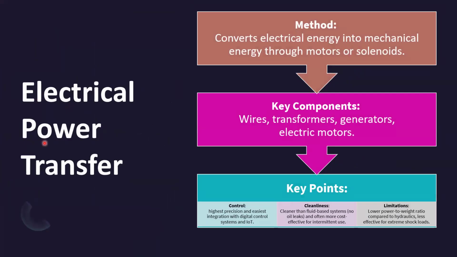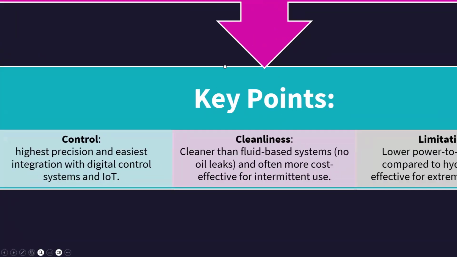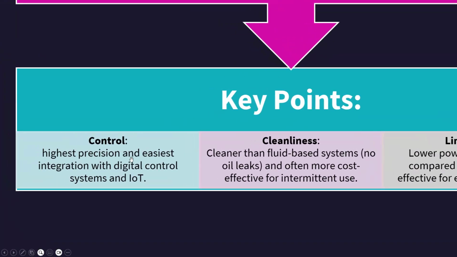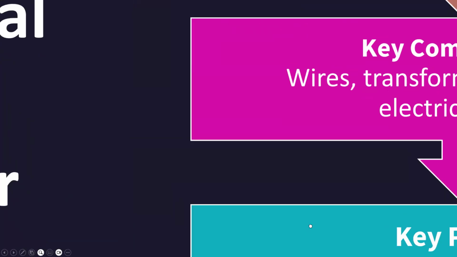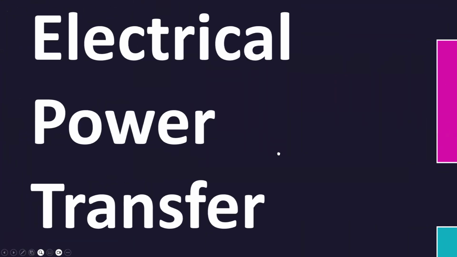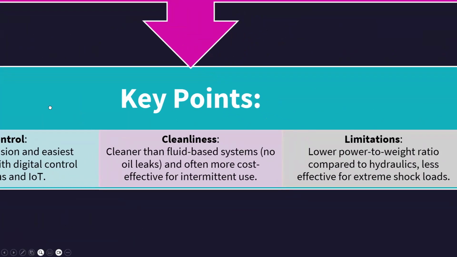Electrical power transfer. Here's a summary of what we did. Method: converts electrical energy into mechanical energy through motors or solenoids, electromagnets, right? Key components: wires, transformers, generators, electric motors. Key points: control, highest precision and easiest integration with digital control systems. We're talking about the electrical power transfer, right?